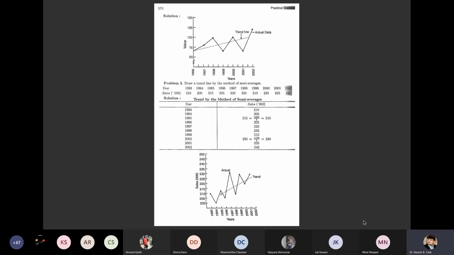This example we have seen when the total number of years given to you is even. What happens when an odd number of years are given to you? In that case, you will not be able to split your whole data in two parts. Since you will not be able to split your whole data in two parts, naturally something is to be omitted.